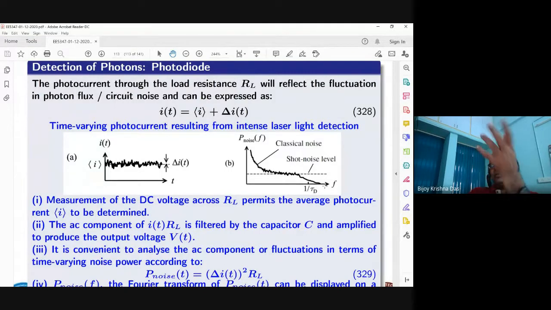Increasing frequency, that is visible, but then your noise level is reduced. Is the noise really going to zero at higher frequency? Our theory says that the shot noise is a white noise, frequency independent. Sir, that means for a higher frequency it should be there. But this experimental result is showing something different. What is the reason?